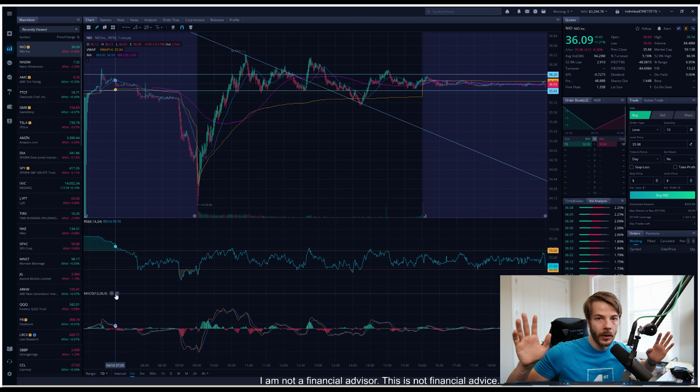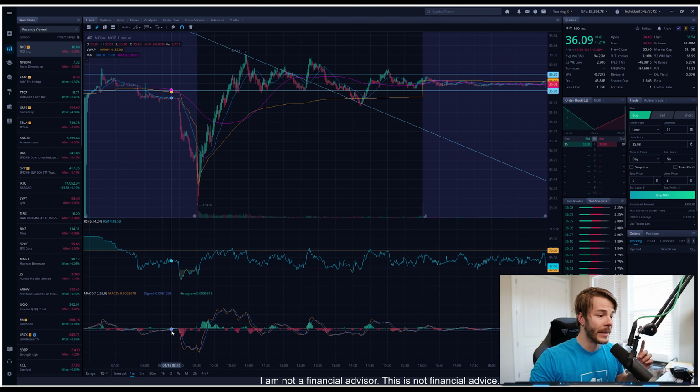Now, I could be completely wrong. Once again, not a financial advisor, not financial advice. I could be completely wrong and we could diverge all the way back down to $34, but I do not see it as likely, because looking at these moves here on the RSI, in the morning we were deeply oversold.